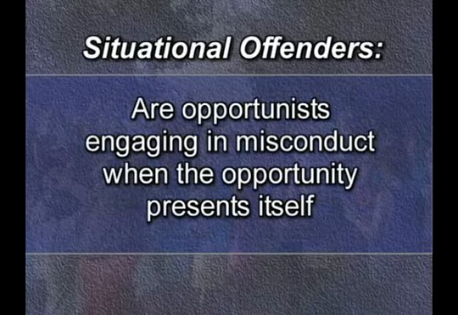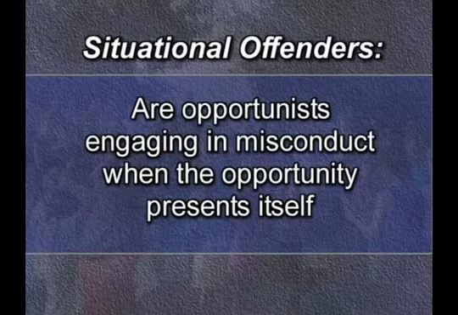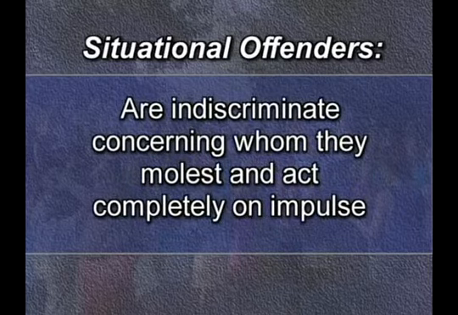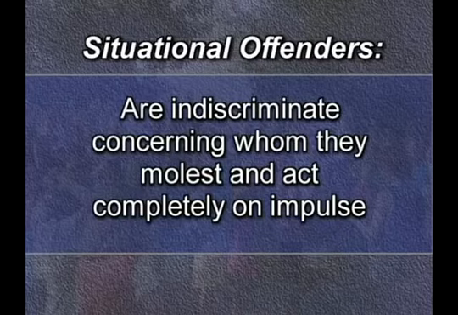Situational offenders are opportunists engaging in misconduct when the opportunity presents itself, are indiscriminate concerning whom they molest, and act completely on impulse. An example of a situational offender would be a youth worker who plans various activities for his youth. After the meeting, he takes several of the students home. The last person to be dropped off is a young girl who comes from a dysfunctional family.